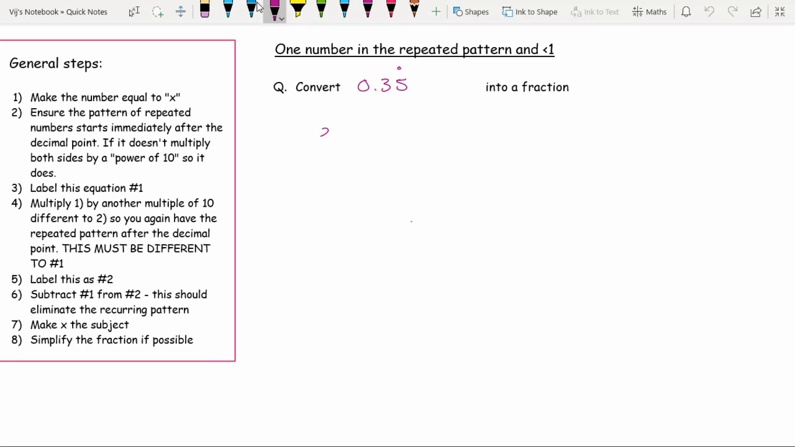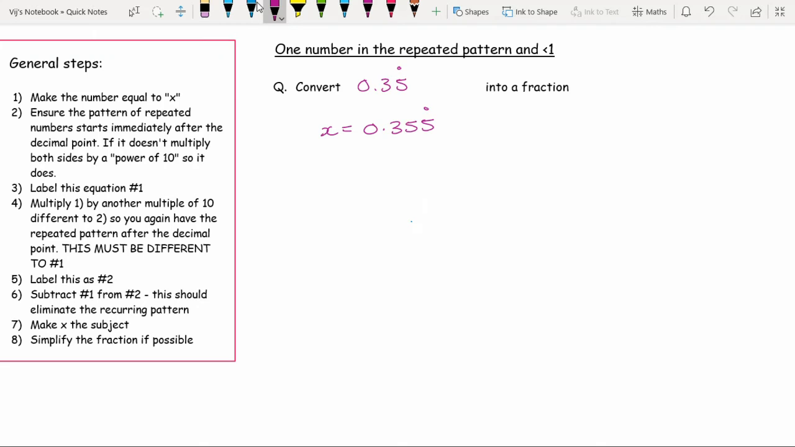So the first thing we need to do, as this first step is exactly the same, is make it equal to x. For the whole process and method to work, you need two equations where the recurring pattern is after the decimal point.